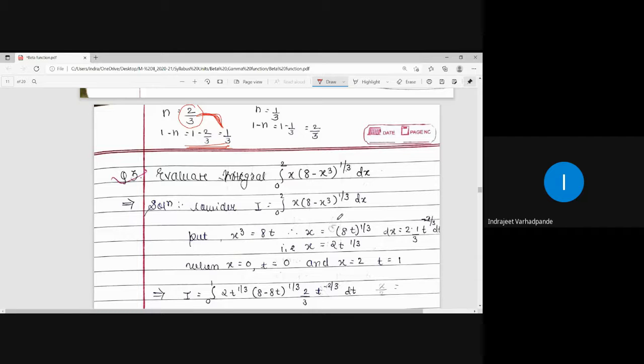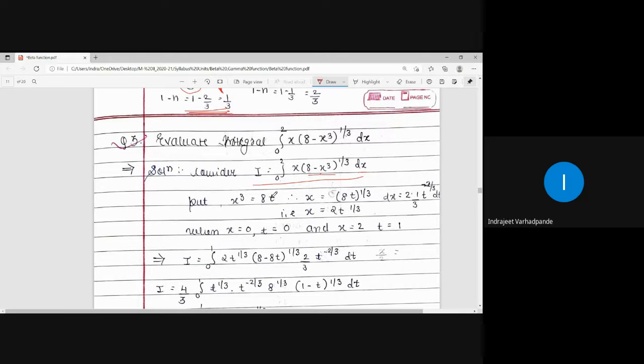So concentrating on the given example, consider I equal to the integral from 0 to 2 of x into (8 minus x cube) to the power 1 by 3 dx. Mostly the examples of beta function will have finite limits. It won't contain infinite limits, right? Put x cube equal to 8t. Why? Because 8 should be taken common from this, and obviously we are substituting a variable, so it should be replaced by the other. So intentionally I put x cube equal to 8t, so that 8 can be taken common and a new variable t is introduced.